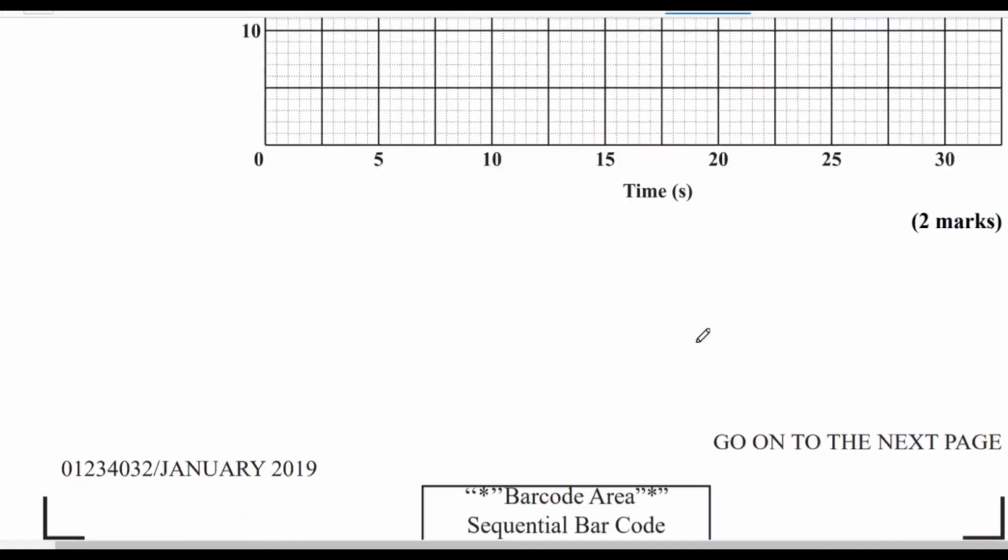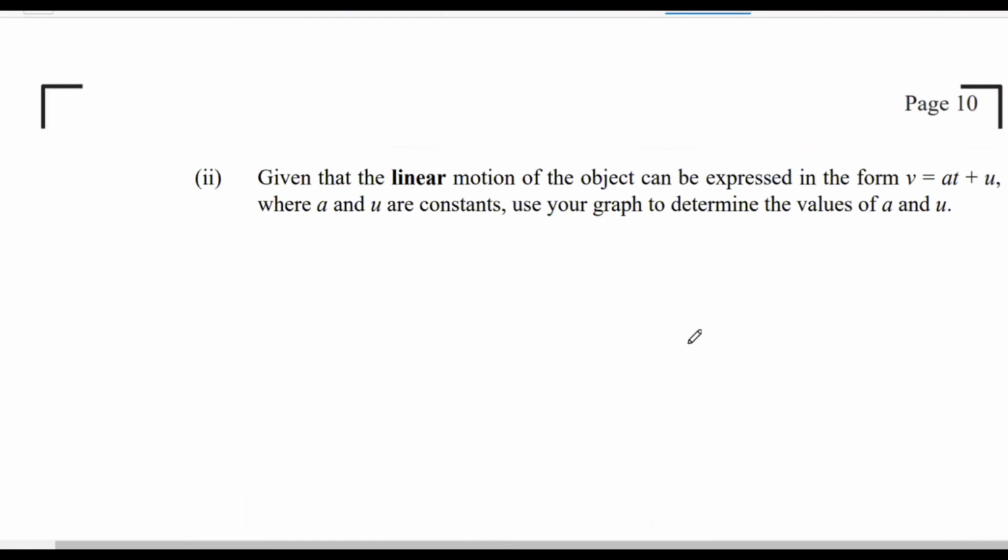All right, the next question now says, given that the linear motion of the object can be expressed as v is equal to u plus at, where a and u are constant, and constant there means they're just numbers. So a and u are numbers. So v and t will be there as v and t, but a and u will be some number. All right. Use the graph to determine the value of a and u. When they say use the graph, it means that we have to interpret the graph.